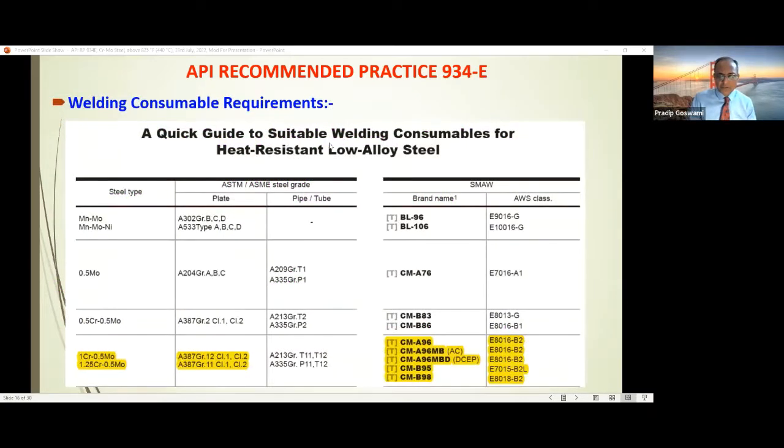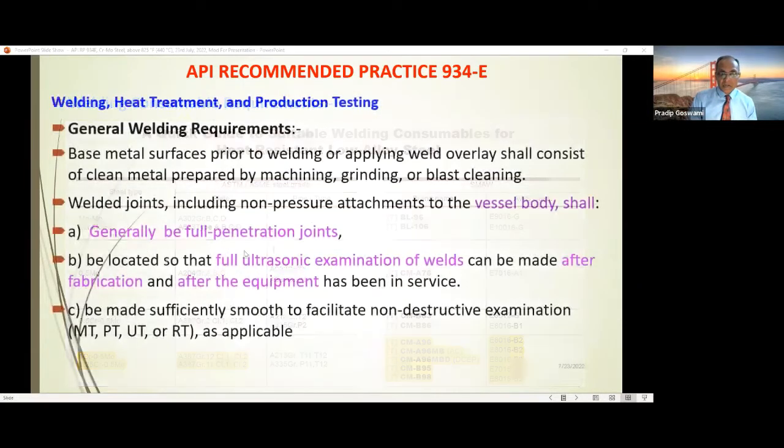This is a quick snapshot from one of the manufacturers called Kobelco, and these are their brands of welding electrodes which they offer for these kinds of materials. As you know for sure, welding 1 chrome grade 11 and grade 12 is nothing magic nowadays, because these steels have been getting fabricated for many years. But when you weld them in thicker sections, and with these API restrictions or API RPs in place, then one has to have very careful thought and a proper welding procedure in place to meet all the design and service requirements. And welding heat treatment talks about the general welding requirements.